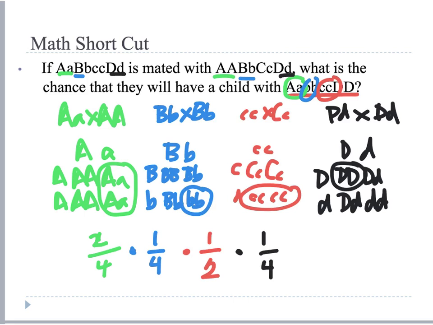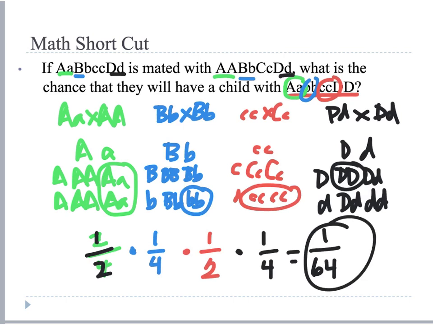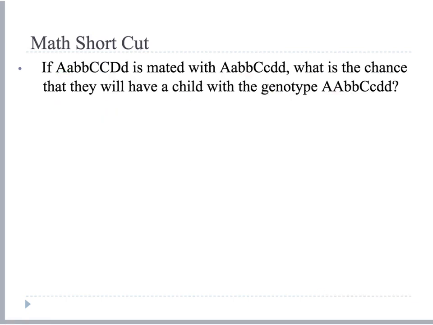So when I multiply all this together, this actually would be easier right here if I had reduced that, and I can do that because I'm multiplying fractions. So this is going to be 1/64 because it's 2 times 4 times 2 times 4, which is 64. So the chance of having a child with big A, little a, little b, little b, little c, big D is 1 out of 64. So in order to solve this problem, I would have needed to do 64 squares. This is obviously much faster.